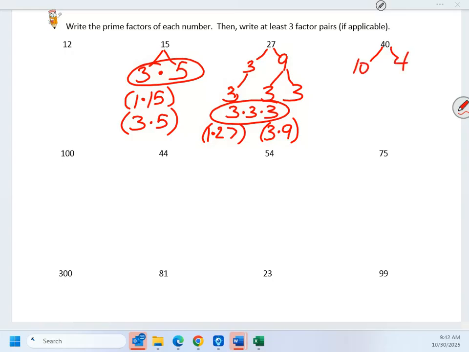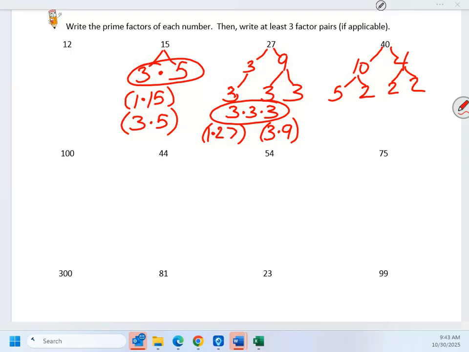Can I break my 10 down? Fernanda? Yeah. Into what? 5 and 2. Can I break my 4 down? Yes. Jackson, into what? 2 and 2. You have to put both the numbers that you're multiplying together, even if it's the same number. So that 2, I have to list it twice. 2 times 2 equals 4.